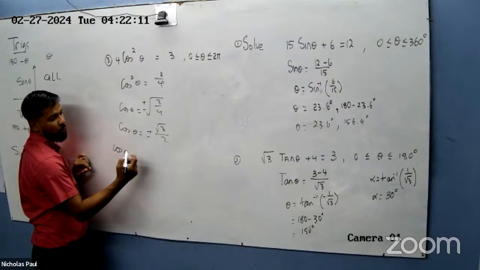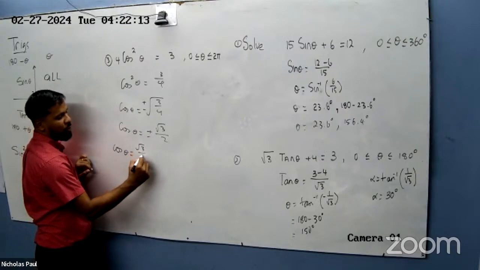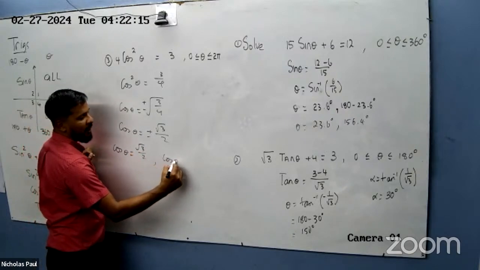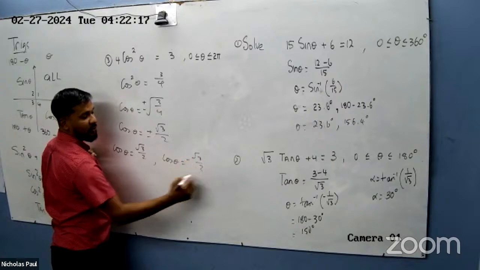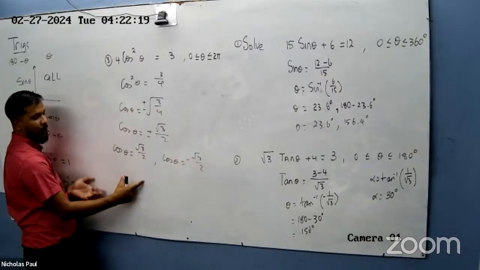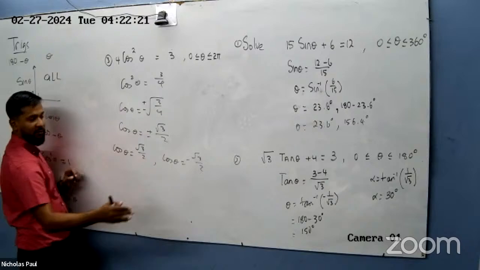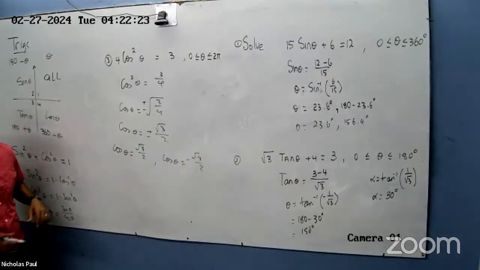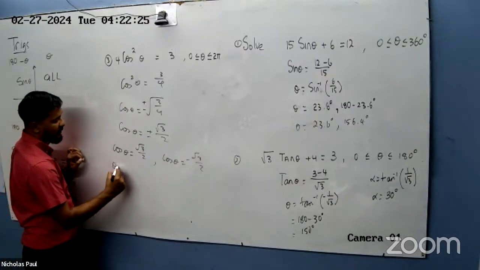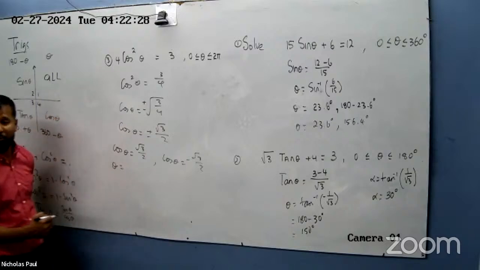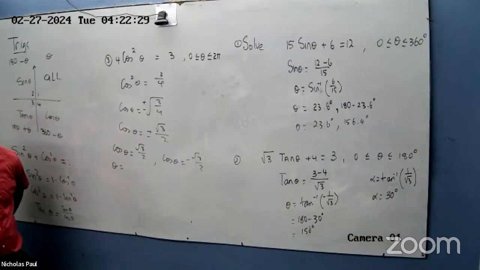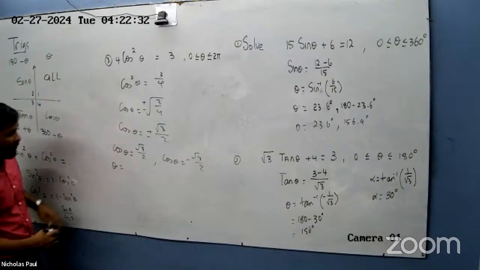I'm going to work it out twice, sorry. Cos theta is root 3 on 2. And here, cos theta is minus root 3 on 2. So in the end, I'll get 2 answers here, 2 answers here. So I'll get 4 answers. Right? People with a Sharp calculator, you will have a problem here because you wouldn't be able to get the exact value. All right?